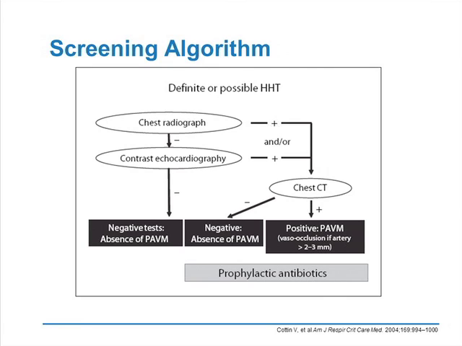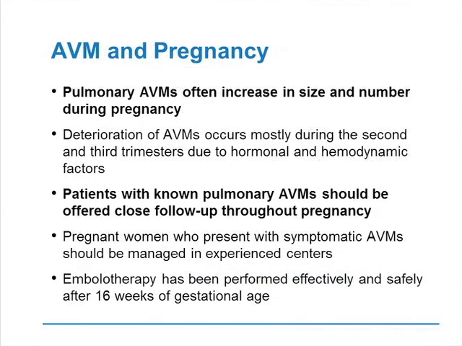If it's negative, the likelihood of macroscopic AVMs is low. And you see the comment over there, the prophylactic antibiotics, and I'll mention that in a following slide soon. Now, just a word on AVMs and pregnancy, because this is something important, as many of these patients are pretty young. And we know that the AVMs in the lung and even in the nose and other parts of the body tend to be hormone sensitive.